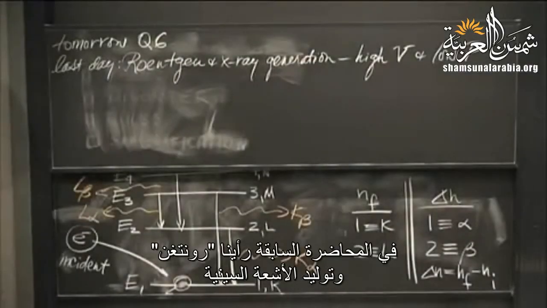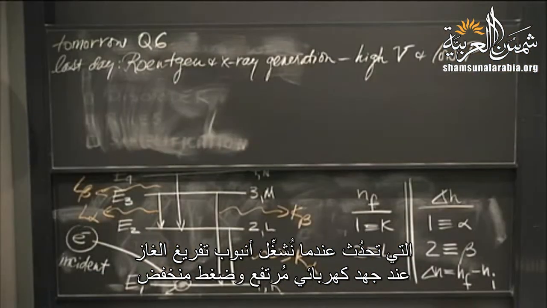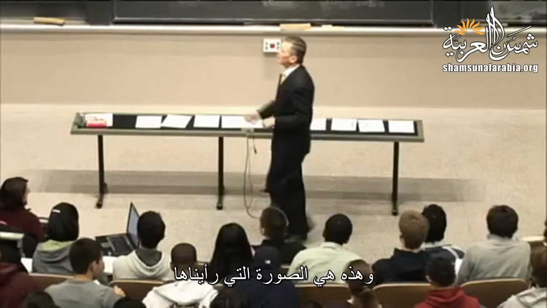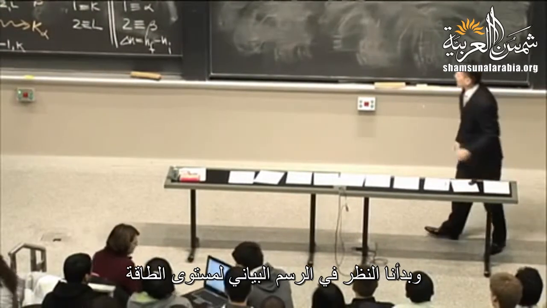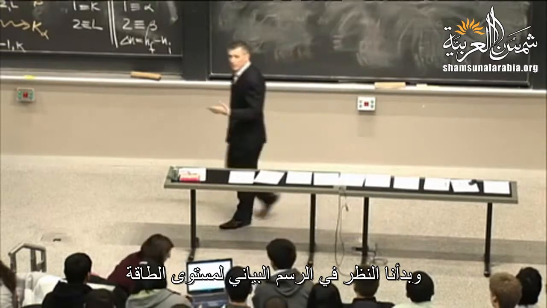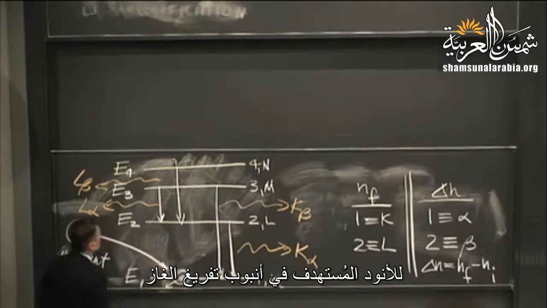Let's get right into it. So last day we started looking at Röntgen and the generation of X-rays, which we saw occurred when we operate the gas discharge tube at high voltage and low pressure. And this is the image that we saw of his wife's hand, birth of medical radiography. And we started looking at the origin of X-rays, and we started looking at the energy level diagram of the target anode. The target anode in the gas discharge tube.